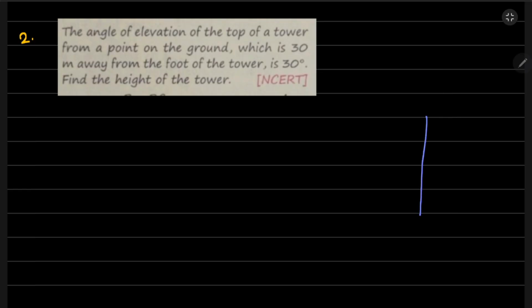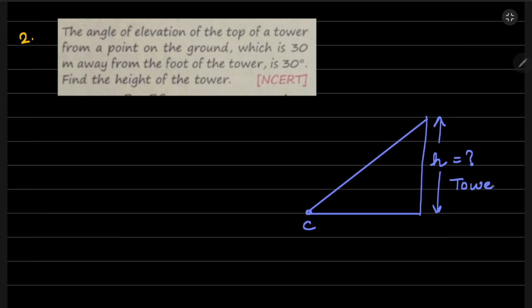Just as an example, let this be the tower and let this be the point on the ground, just some point C. So what are you given? The angle of elevation. So this is the angle of elevation, and this is your ground. We have to find the height of the tower, so let this be h. H is the unknown. So this is your tower.